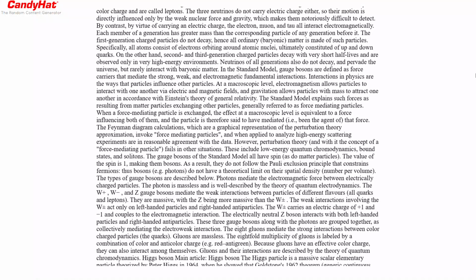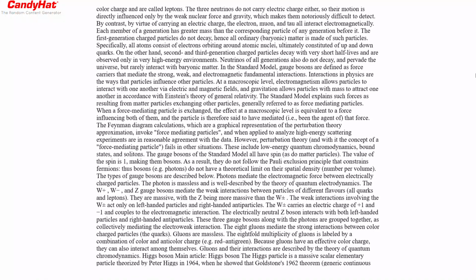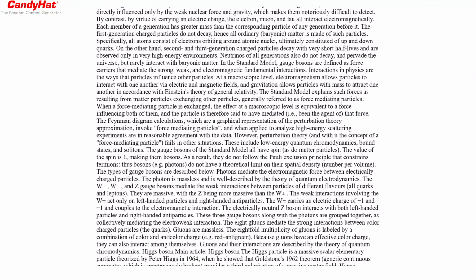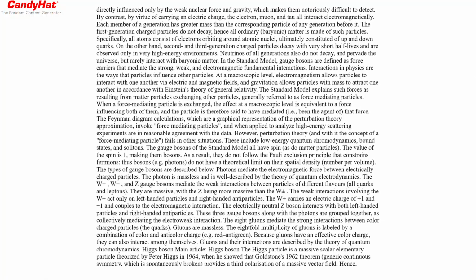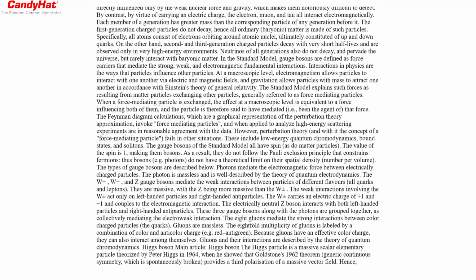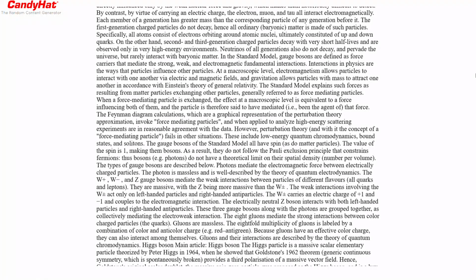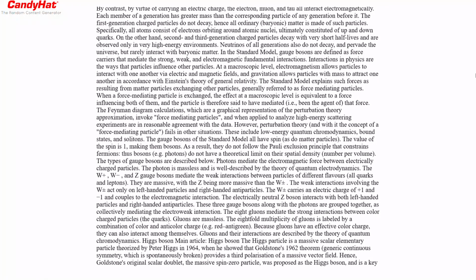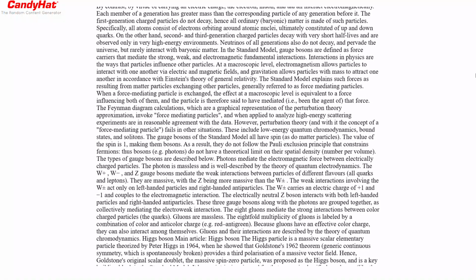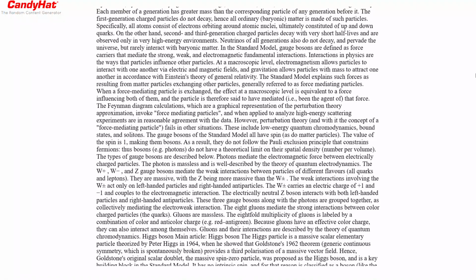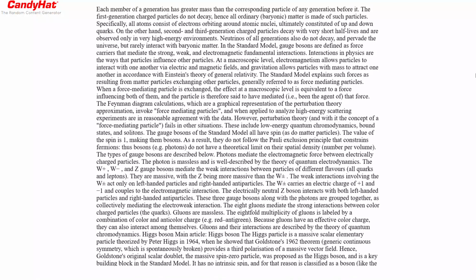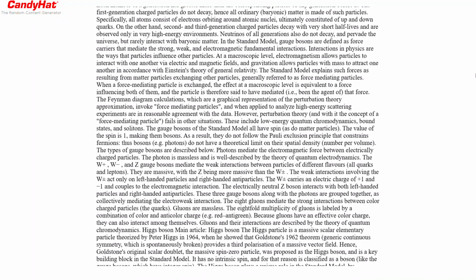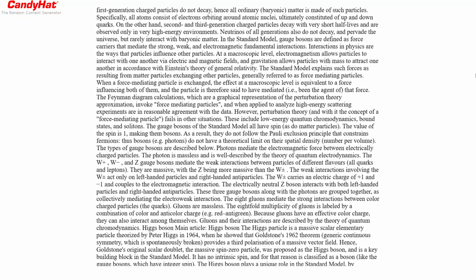The weak interactions involving the W± act only on left-handed particles and right-handed antiparticles. The W± carries an electric charge of +1 and -1 and couples to the electromagnetic interaction. The electrically neutral Z boson interacts with both left-handed particles and right-handed antiparticles. These 3 gauge bosons along with the photons are grouped together as collectively mediating the electroweak interaction.